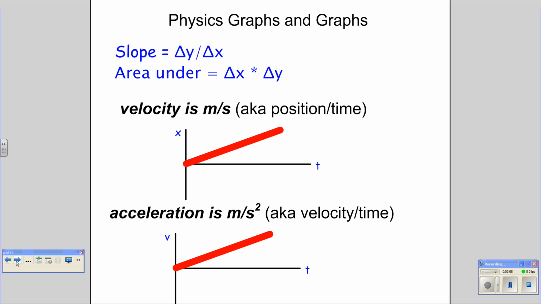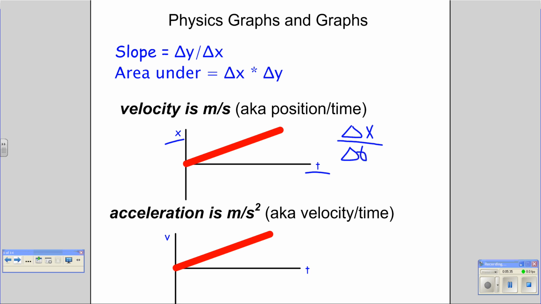Now, let's look at graphs in physics. We said we like the slope and we like the area. Let's look at slope. Now, we have a position time graph, which means there's an x and a t. It's a position time graph. Now, if we were to solve for the slope of it, we would solve for the change in x over the change in t.